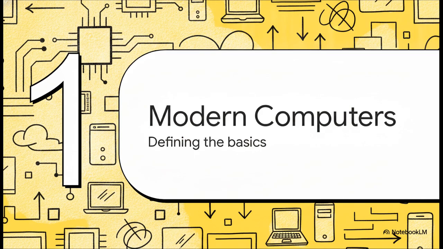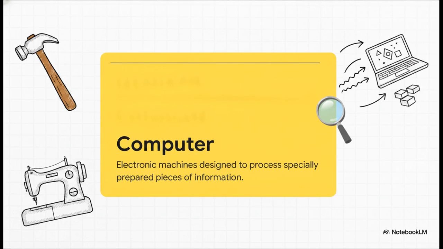Let's jump right in. At its core, a computer is really just an electronic machine designed to process specially prepared pieces of information. I mean, when you strip away the mystique of all those glowing screens and infinite apps, it's basically just a tool. It's kind of like a hammer or a sewing machine, right? But instead of working with physical materials like wood or fabric, its raw material is just information.